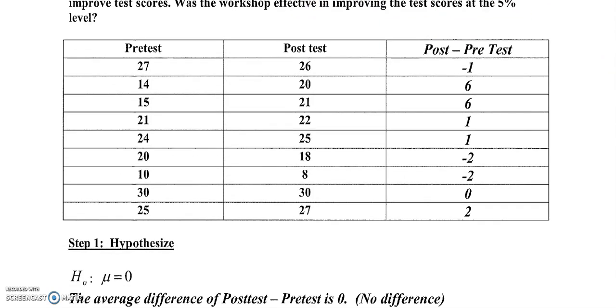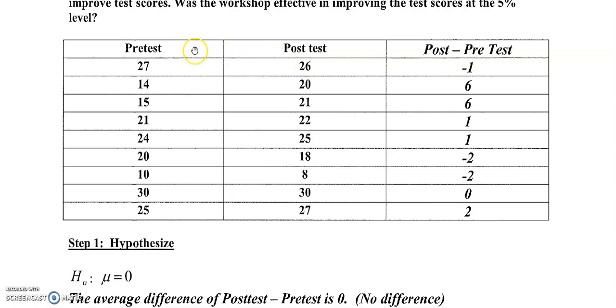Now, what was given were the pre-test scores, which were 27, 14, 15, 21, 24, 20, 10, 30, and 25. And then the post-test scores, which are 26, 20, 21, 22, 25, 18, 8, 30, and 27. Keep in mind it was the same student that took the pre-test, the same student took the post-test, and these are their scores. And we're trying to find out if there was a difference.